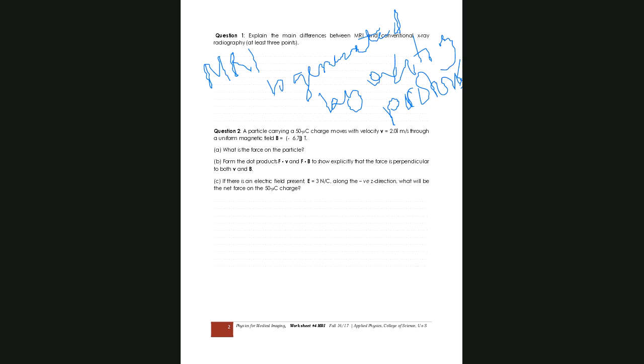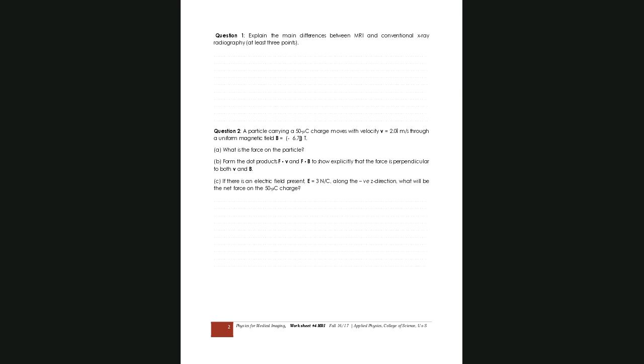He wants you to mention three differences. Difference number 2: X-rays are ionizing, and MRI, of course, is not ionizing radiation. So that's the second comparison between the two.